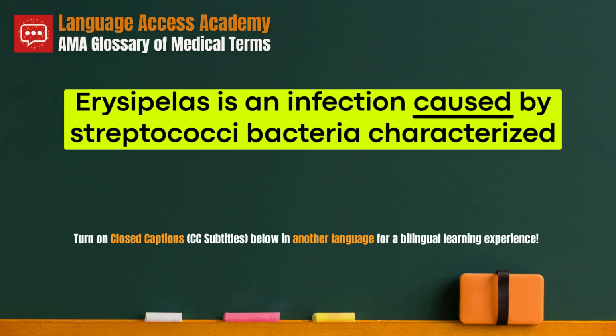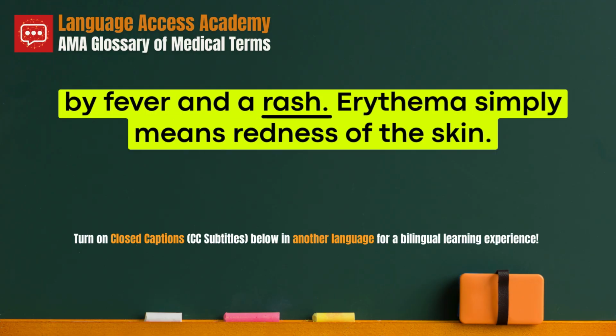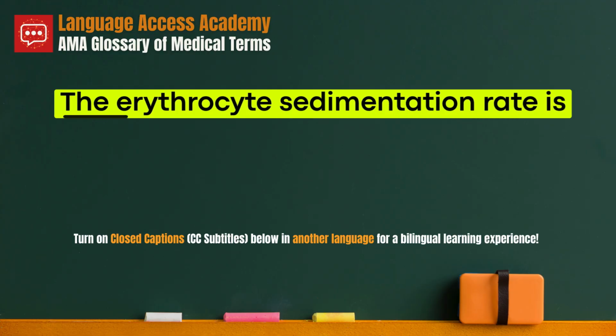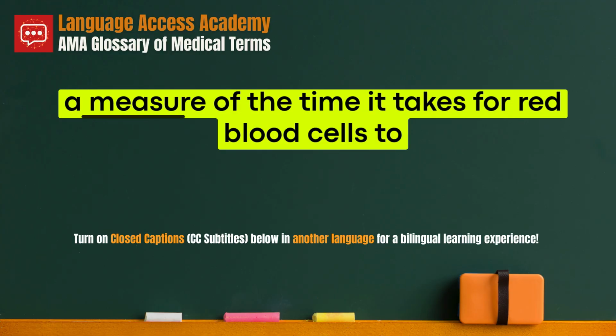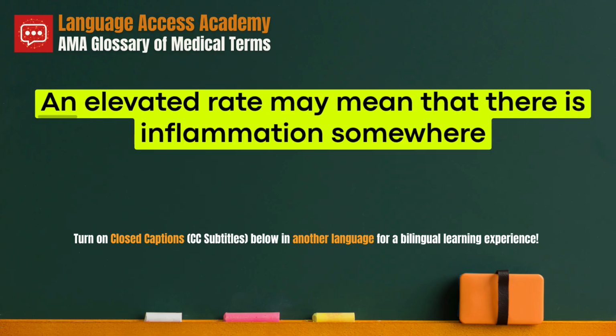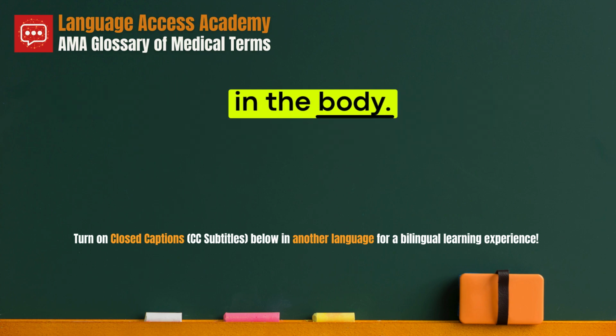Erysipelas is an infection caused by streptococci bacteria, characterized by fever and a rash. Erythema simply means redness of the skin. An erythrocyte is a red blood cell. The erythrocyte sedimentation rate is a measure of the time it takes for red blood cells to collect at the bottom of a sample of blood. An elevated rate may mean that there is inflammation somewhere in the body.